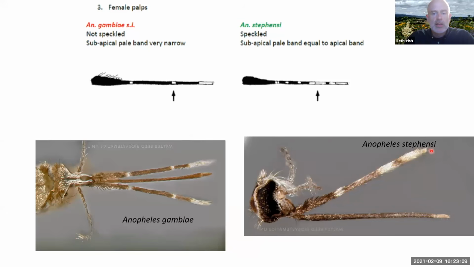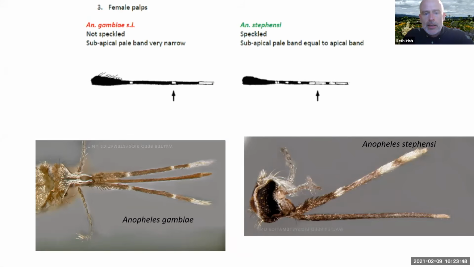However, when you look at Anopheles stephensi, you have this similar broad band at the apex, or the apical band is quite large and pale. And then you actually have another subapical pale band that's almost the same length as the apical one. So I hope you can see that. You can see here, these 2 bands are almost the same. And here you have a wide one and a narrow one. So looking at the palps is another way that you can distinguish between those 2.